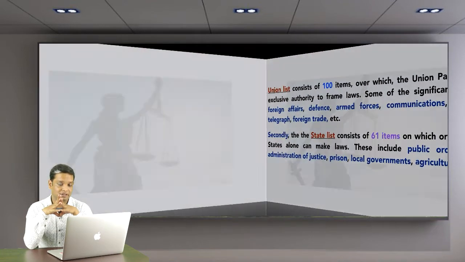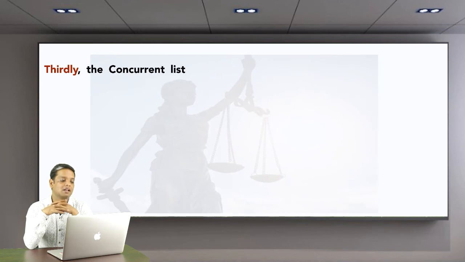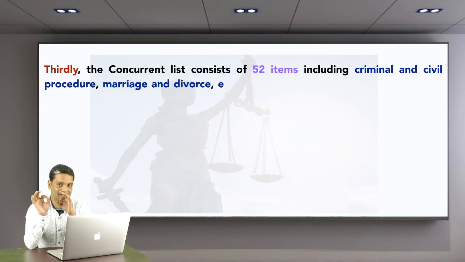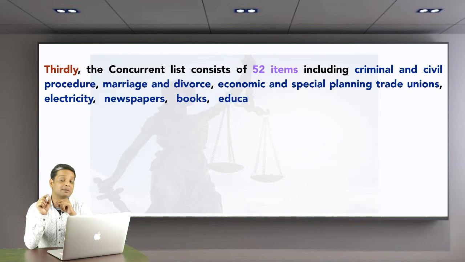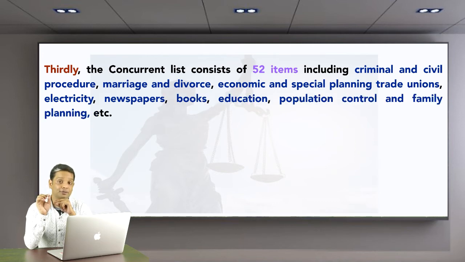And the third one is the concurrent list. It consists of 52 items, including criminal and civil procedure, marriage and divorce, economic and spatial planning, trade unions, electricity, newspapers, books, education, population control, and family planning. So these are the subjects over which Parliament can make laws as well as state governments can make laws. So both have the power to make laws on these subjects.